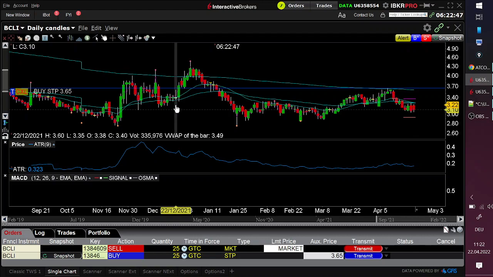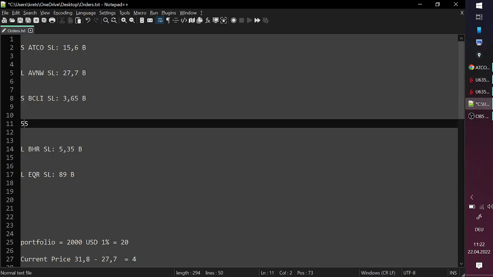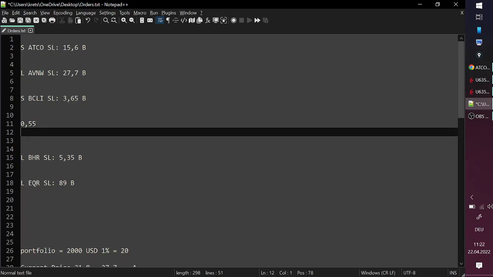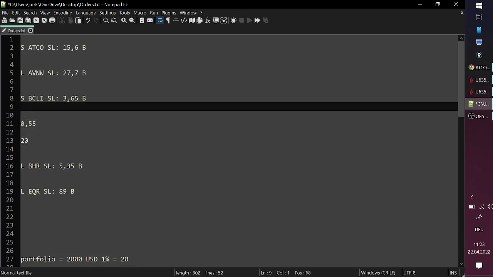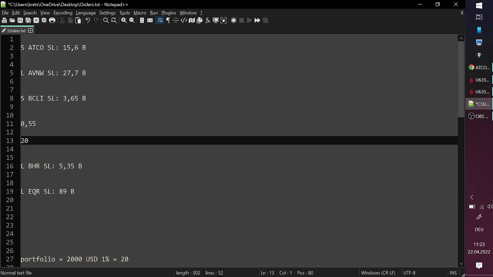And what is that 55 cents we have per stock that we would lose? We have $20 is 1%, and we don't want to risk more than 1%, except you go really risky and you say, all right, I'm risking 2%, so it's $40 because you're really sure about this one. But let's assume this is just 1%.